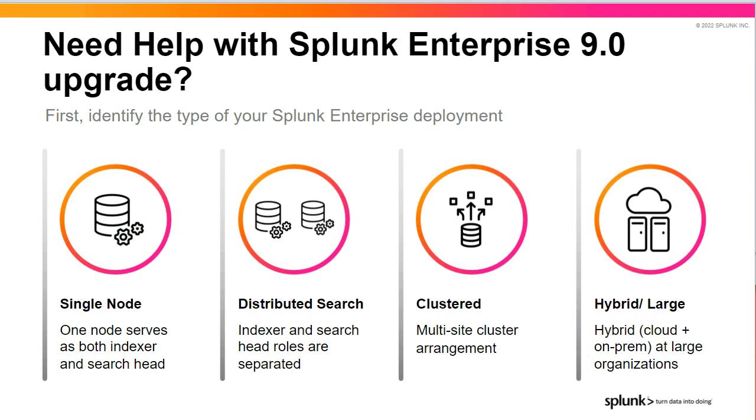We see 4 distinct patterns of deployment among our Splunk Enterprise customers. A single node deployment, sometimes called an all-in-one, which is just a single host running Splunk. In the Splunk Validated Architectures, also called SVAs, this is known as the S1 architecture. Distributed search deployments. These are SVA patterns that start with the letter D, as in Delta. These separate the role of indexing from the search head.